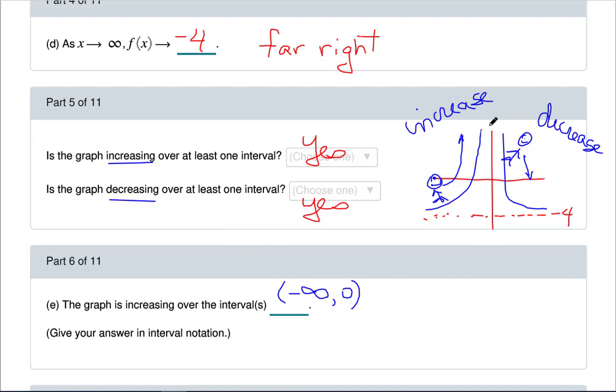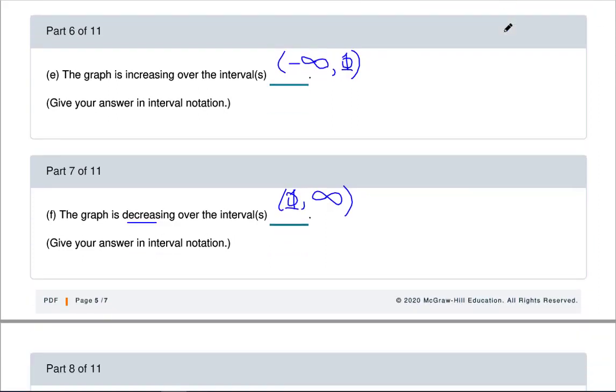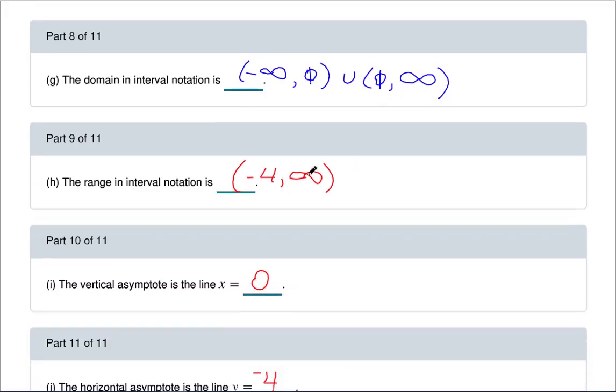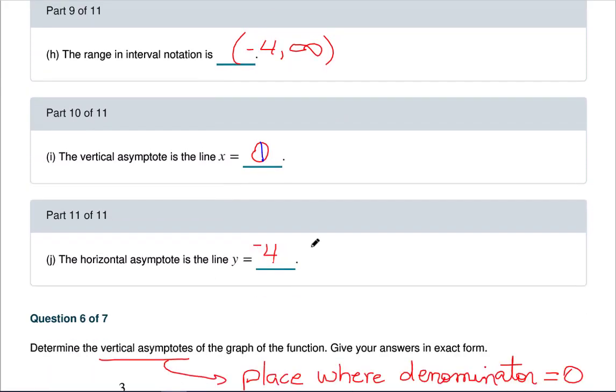Now where was this? Well, remember this vertical asymptote was x equals 1. So this should be 1. And similarly over here, we're decreasing. This is at 1. My bad for believing back on the graph it was at the y-axis. So it is at 1. Let's see, domain we talked about, range we talked about. I need to fix this up too. This should be 1 and 1. Vertical asymptote, 1. Horizontal is correct.